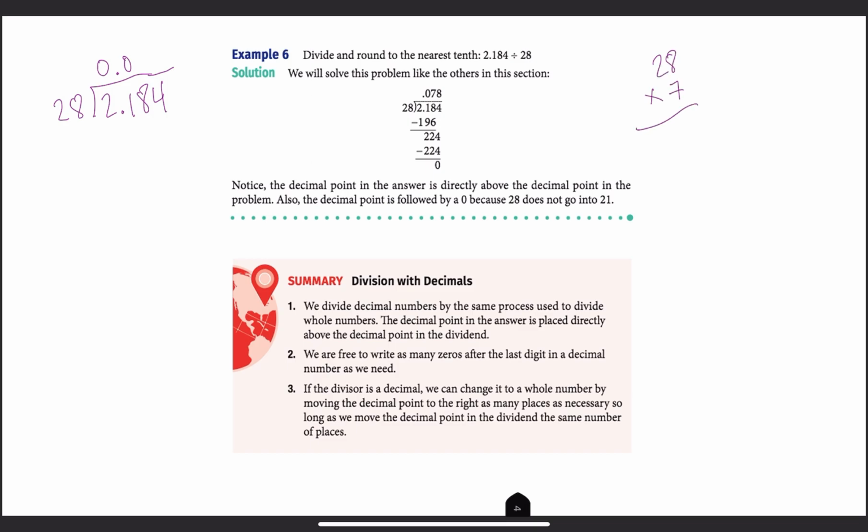28 times 7, and let's see how close we get here. 196. I bet I can't get another 28 into 218. So I'm going to go with 7, because 7 28s is 196. And now I subtract. And that's a 2. That's a 2. And that's a 0. Okay. Now I bring down my next digit. That's a 4. So can another 28 go in here? Let's see.